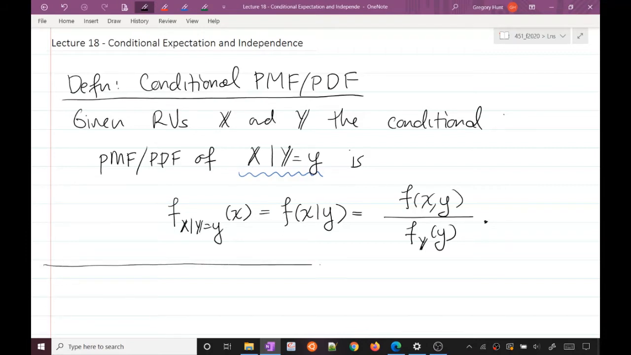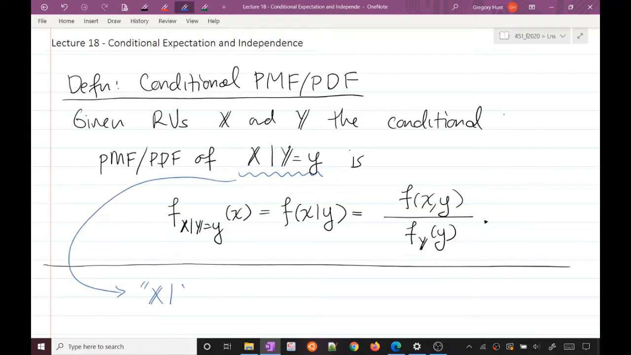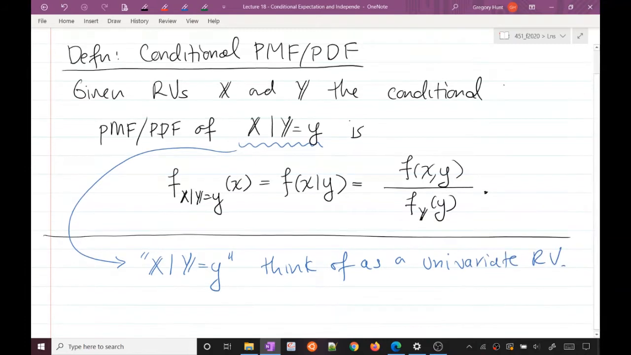So the proper way to think about this object, x given y is equal to little y, is you can think of this as a univariate random variable. So x is a univariate random variable, and you can ask, if I know something about y, what is the distribution, the univariate distribution of x?